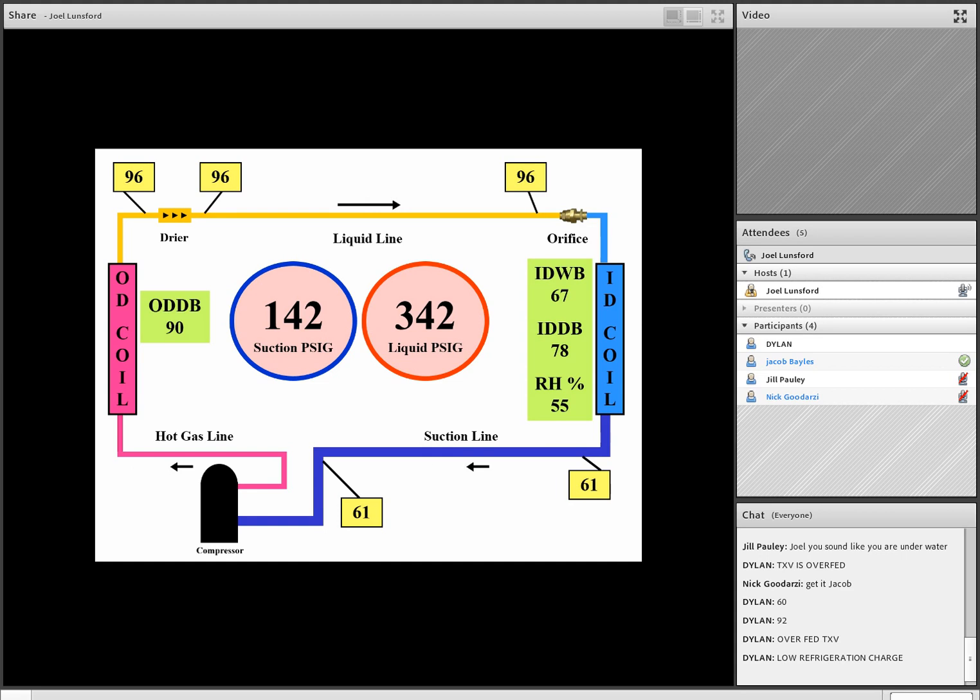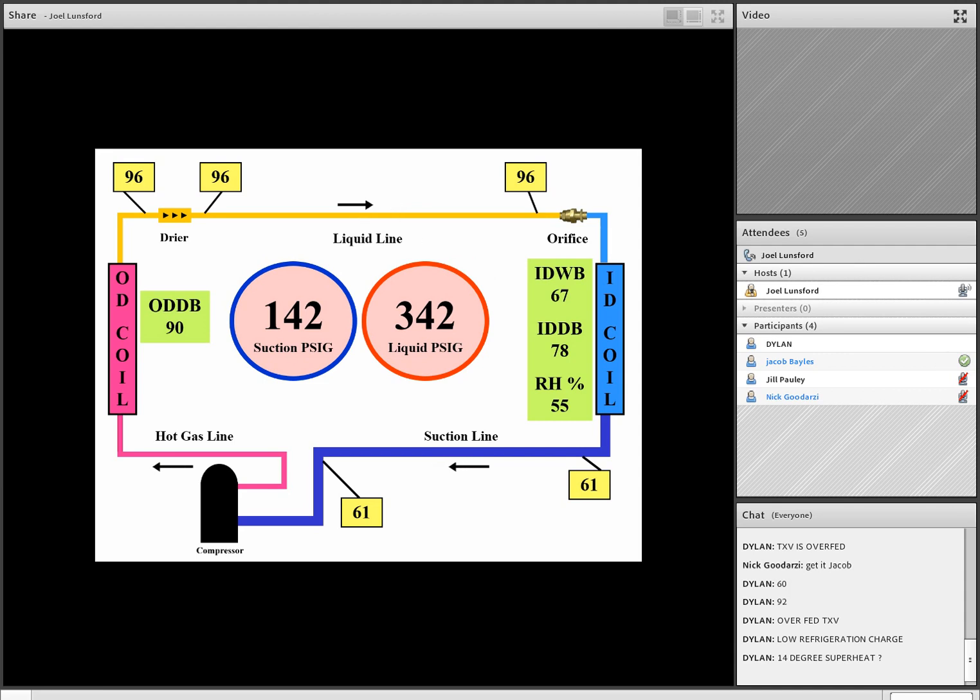So as we take a look at that, at 55% relative humidity, we're going to use the dry bulb number. So we have 78 degree dry bulb. Well, I don't have 78 degrees on my chart, but I've got pretty close. I can go 80 degrees. So 80 degree dry bulb, that's pretty close, and 90 degrees outside. What should my superheat be under those conditions? 13.